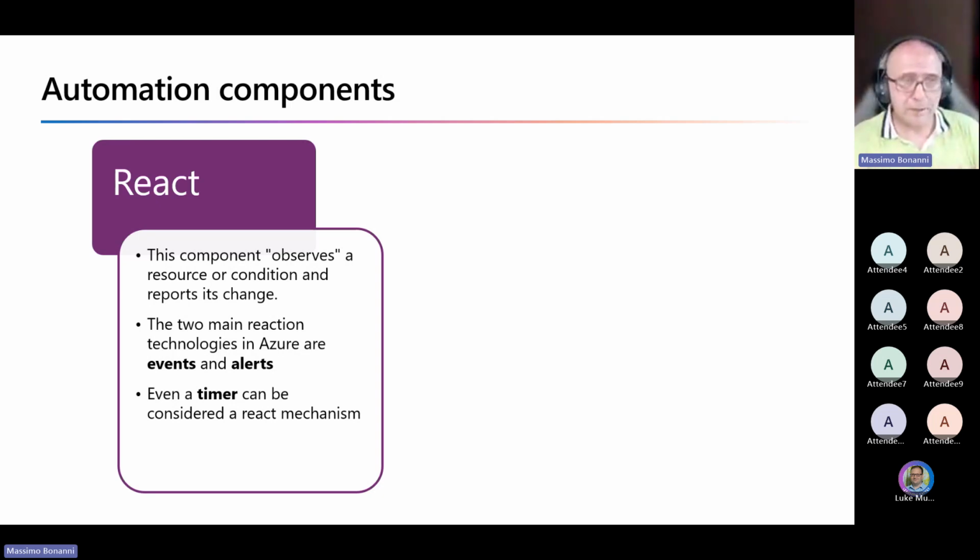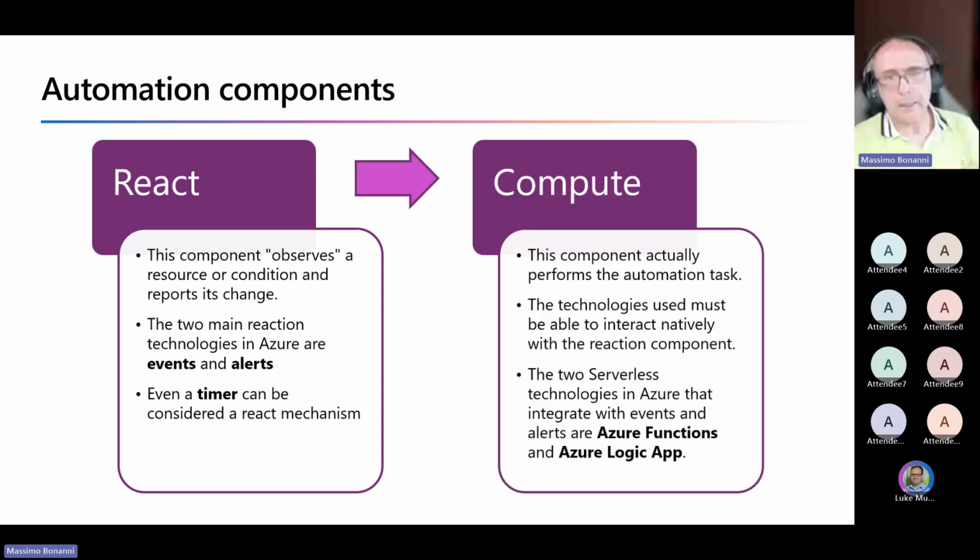This is the React part. It's important because you need to understand that something happened, and then you need a compute part. The compute part is the component that performs the automation task. You have a lot of technologies you can use in Azure, but we use serverless, because in the next slide I show you that serverless is perfect for this kind of task.